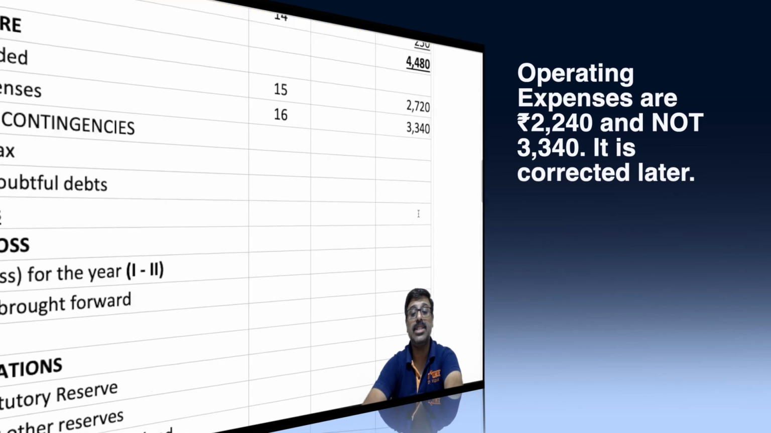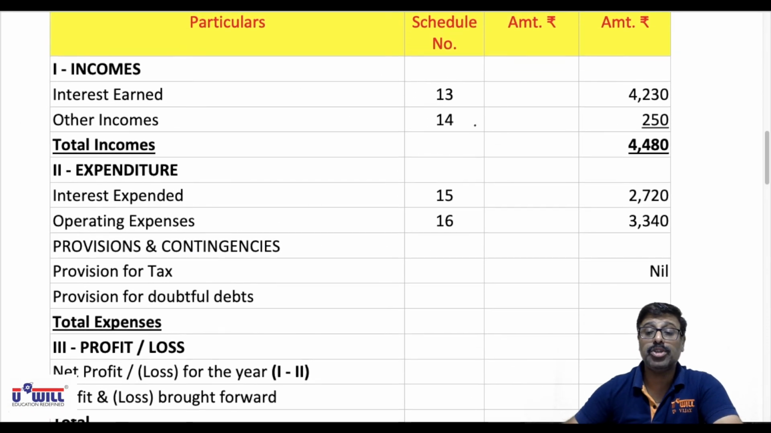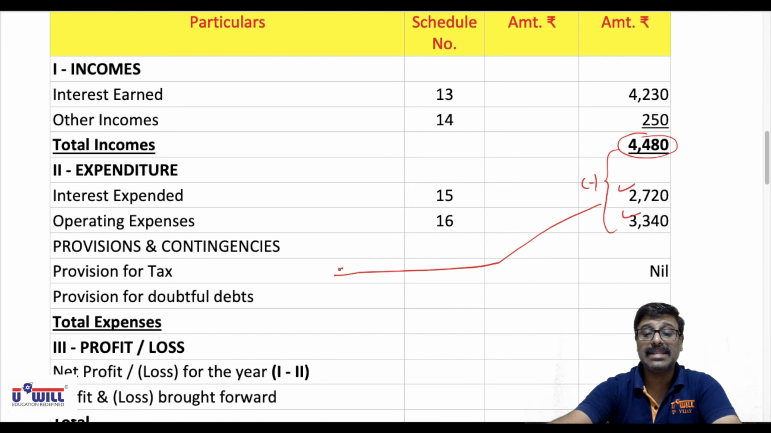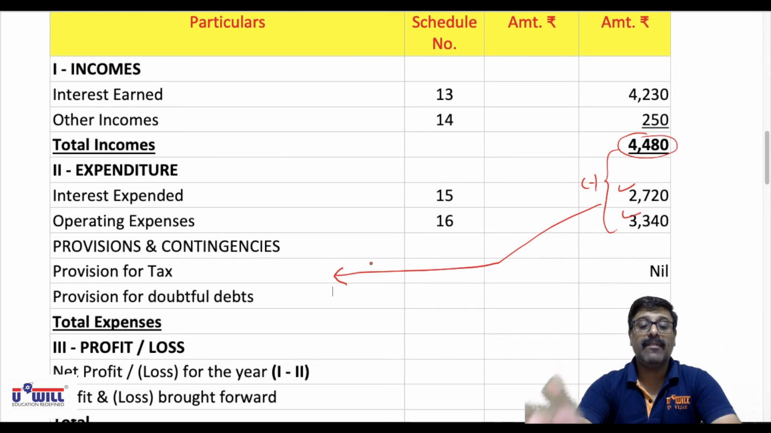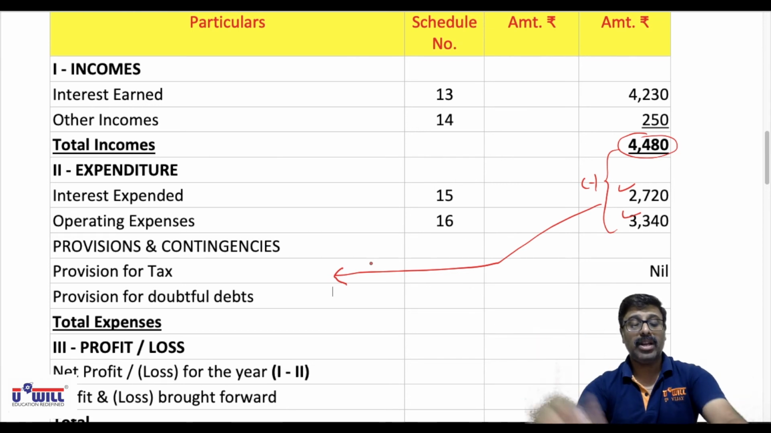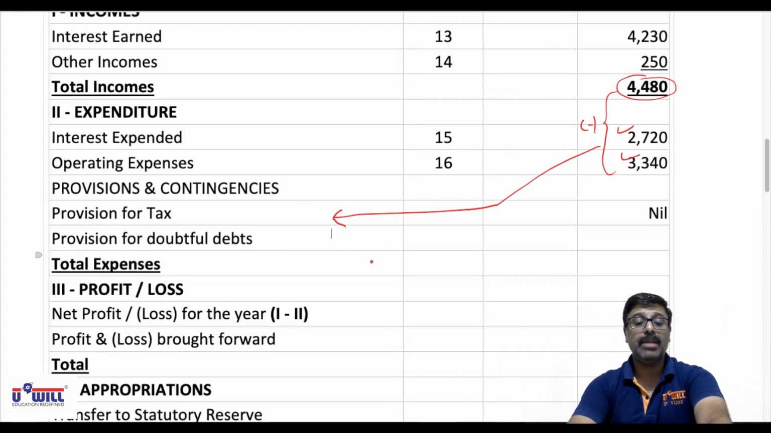Then provisions and contingencies. Provision for tax is not there, so nil. If at all provision for tax was given in percentage, then on what amount would you have calculated? This will help you in the homework question. 4480, from that you would minus 2720 and 3340, and then on whatever amount remains, you would have calculated provision for tax if at all given in the question. I repeat, from the total of incomes you would have subtracted schedule 15 interest and schedule 16 operating expenses, and on whatever amount remains, 30, 35, 40, whatever percentage provision of tax is given, you would have calculated. Show this calculation so that in the homework question you are able to do it properly.